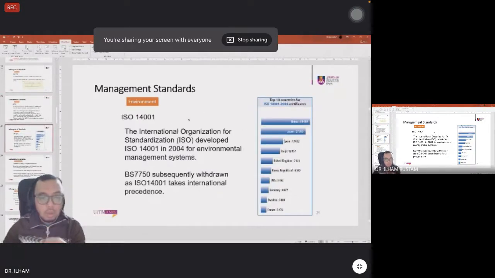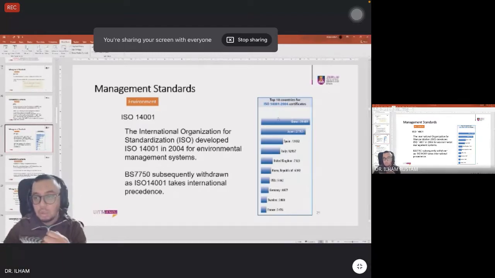Okay, and then we look into ISO 14001. It is a standard developed by the International Organization for Standardization, which is a whole world body punya standard, in 2004 to address environmental management system. So after ISO 14001 dah widely accepted, BS 7750 pun withdrawn, and then making it the main environmental management systems in the whole world lah, being accepted.